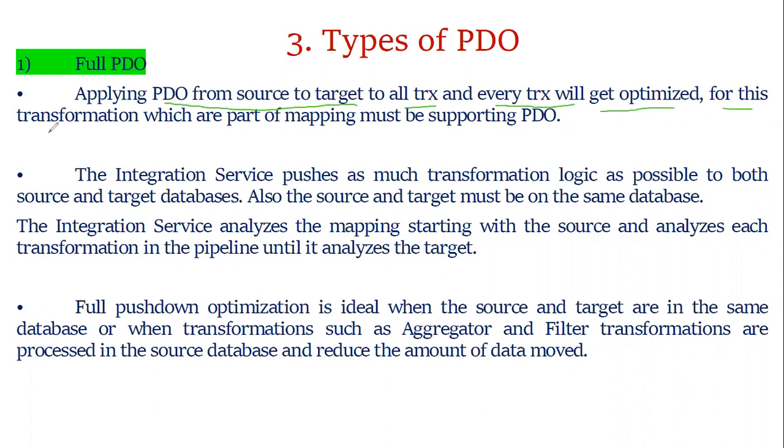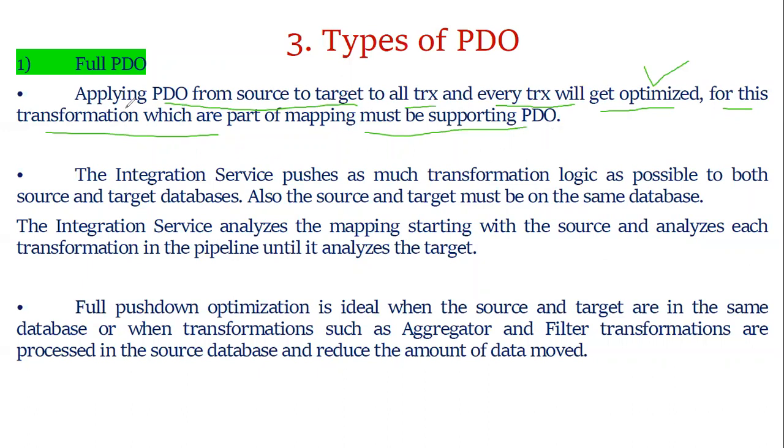For this, all the transformations that are part of the mapping must support push down optimization. So when we apply the full push down optimization, all the transformations in your mapping will get optimized, meaning they will get converted into SQL queries. But the important thing to note is that all the transformations must support push down optimization, because there are some transformations which don't support it. We'll see which transformations are unsupported by push down optimization.